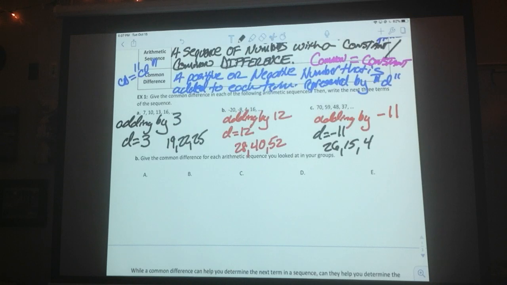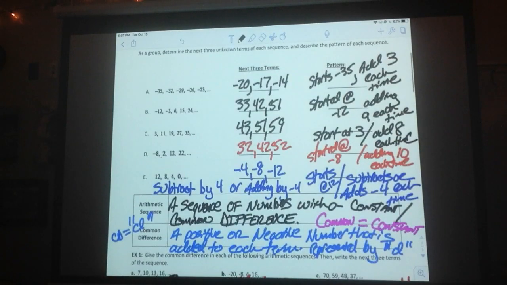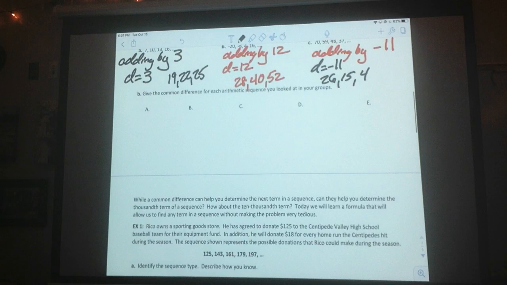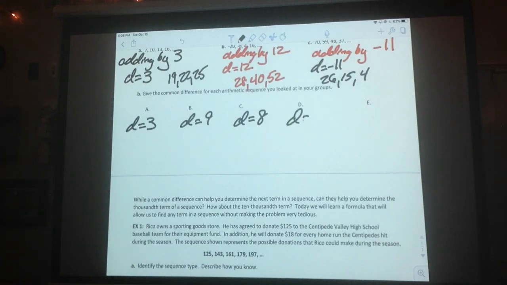Now, letter B says, give the common difference for each arithmetic sequence you looked at in your groups. That is, look at the common difference for all of A, B, C, D, and E from the first part. I'll give you a moment to write what d equals for each of those. Here we go. D equals 3, d equals 9, d equals 8, d equals 10, and d equals negative 4. That's what you should have got. All right, move to the next page.